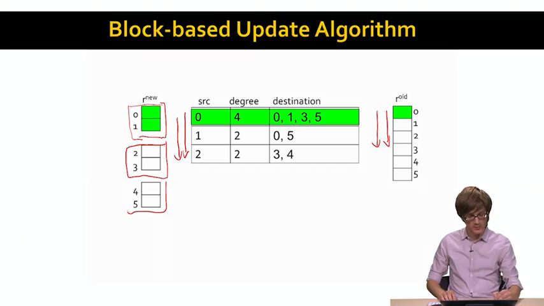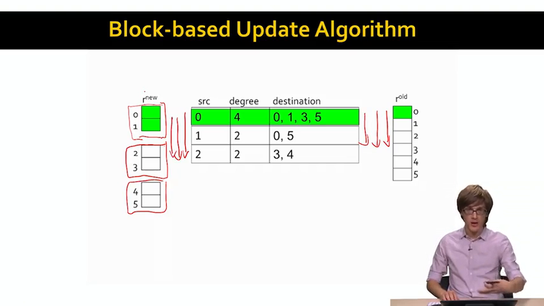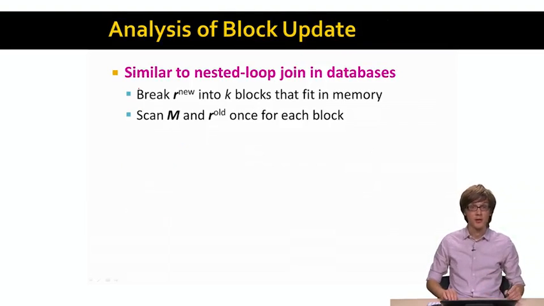And then we would load the next block, again scan through M, scan through R, and so on. And this way, we would basically be able to compute all the values of R new in some number of passes over M and over the vector R. However, let's think about how well this works, right?